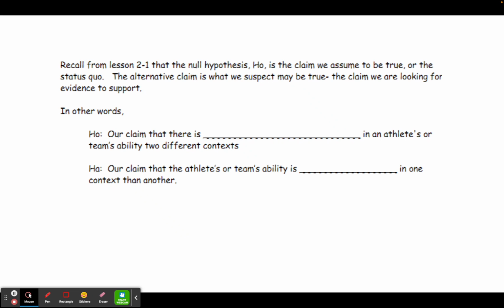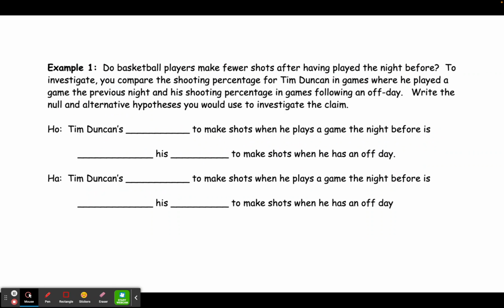So, in other words, our null hypothesis is our claim that there is no difference in an athlete's or team's ability in two different contexts. The two different contexts could be something like home games and away games, or it could be day games and night games. And there are a lot of other possibilities for what those two different contexts might be. The alternative hypothesis is that the athlete's or the team's ability is either greater or less in one context or another. And there are usually a couple of different ways that you can word your alternative hypothesis depending on how the problem is written and how you choose to do that.